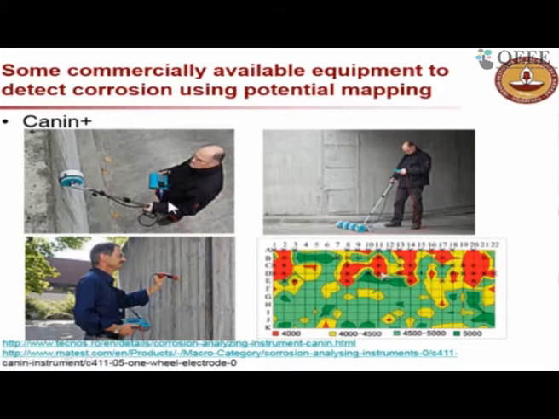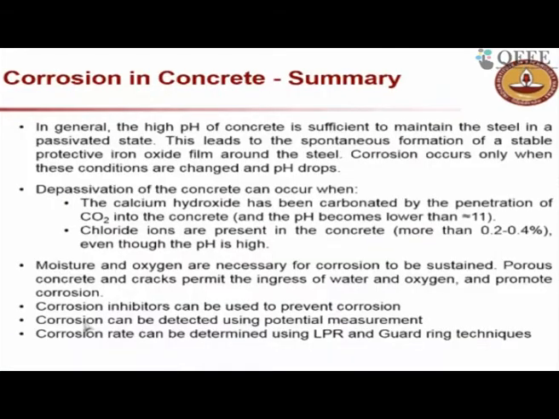We looked at different types of inhibitors. We looked at the admixture, which can be used when you are talking about new structures. Also we looked at migrating corrosion inhibitor, which can be applied on an existing structure to prevent corrosion.